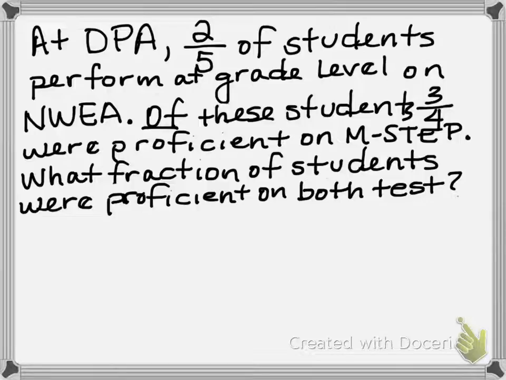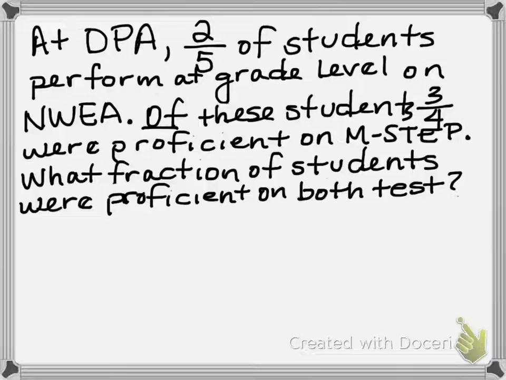So we call grade level proficient as well. So we're looking at grade level or proficient on both tests. And of the students, if we just look at our school as a whole, 2/5 of students were proficient or at grade level on NWEA. And then it says of these students who were proficient on NWEA, 3/4 were also proficient on MSTEP. So of the 2/5 that were proficient on NWEA, 3/4 were proficient on MSTEP.